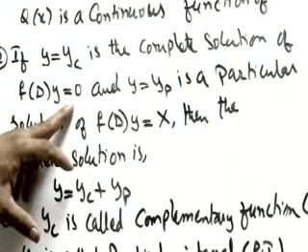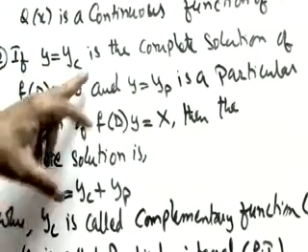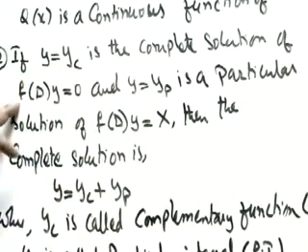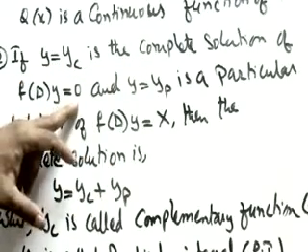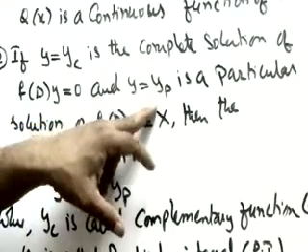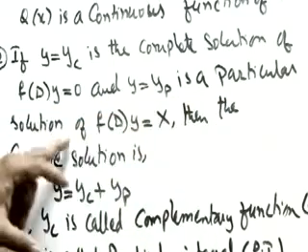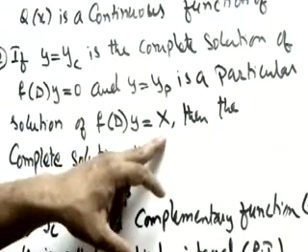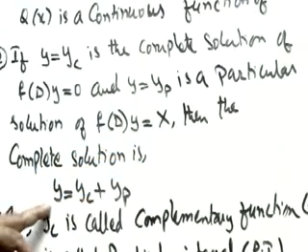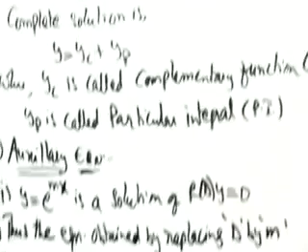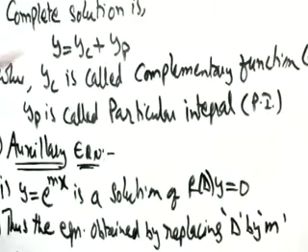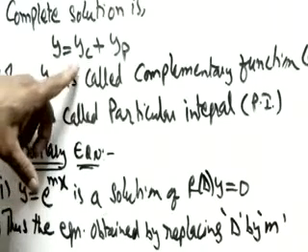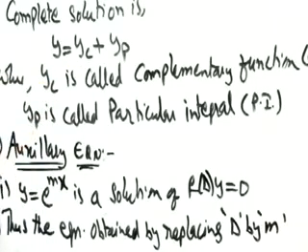Suppose we solve f(D) y = 0. If y = yc is the complete solution of f(D) y = 0, and y = yp is a particular solution of f(D) y = x, then the complete solution is given by y = yc + yp. I will explain this in detail in the questions, inshallah, and you can understand it then. yc is called the complementary function, and yp is called the particular integral. We will understand this clearly in the questions.